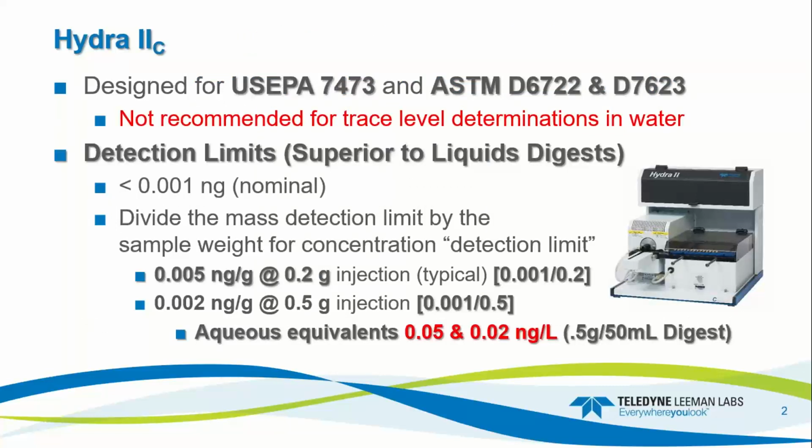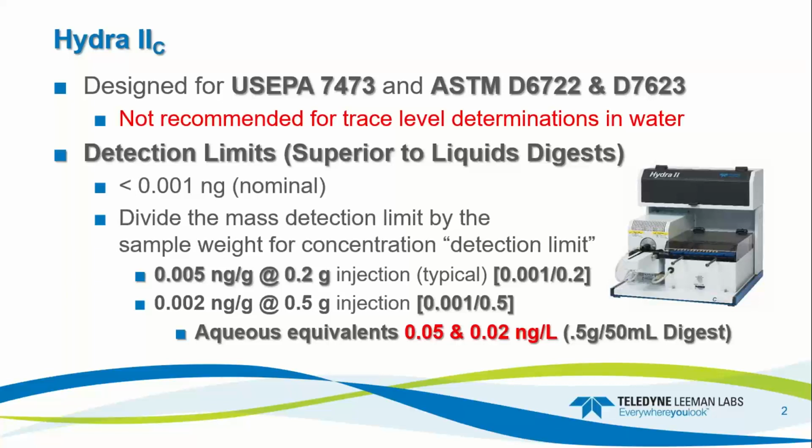So the Hydra 2C is designed for US EPA 7473, and then a couple of ASTM methods, 6722 and 7623. 6722 is for coal and coal byproducts, and 7623 is for petroleum and light petroleum samples. And 7473 is solids and solutions, just about any major sample types.